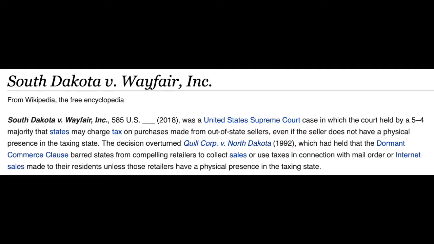However, in June 2018, a Supreme Court ruling, South Dakota v. Wayfair, changed this law and said that states can now require large out-of-state vendors to collect and pay sales tax. South Dakota v. Wayfair was a United States Supreme Court case in which the court held by a 5-4 majority that states may charge tax on purchases made from out-of-state sellers, even if the seller does not have any physical presence in the taxing state.